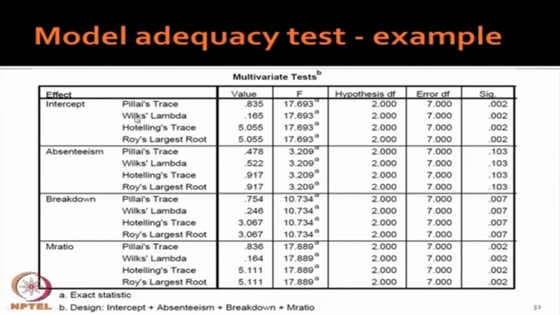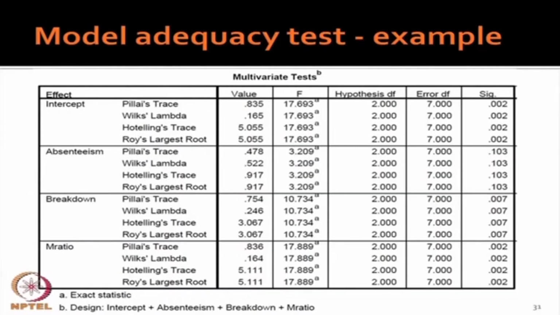So for the intercept, Pillai's trace, Wilks' lambda, Hotelling's trace, Roy's largest root, all those values are computed, their F test is taken, and then the significance level is very high. That means the intercept is there, it is contributing. Absenteeism similarly, is it significant? Not at the 5% level, but a little more than that, at the 10% level, it is significant. Now you can drop this variable if you think so, but if you think so then at the 10% level it is required.